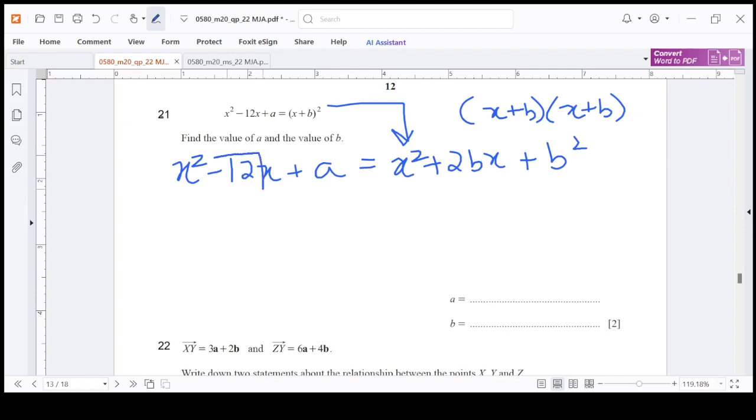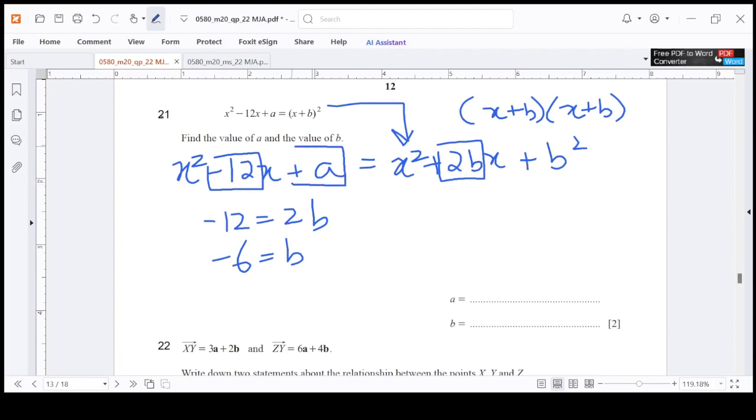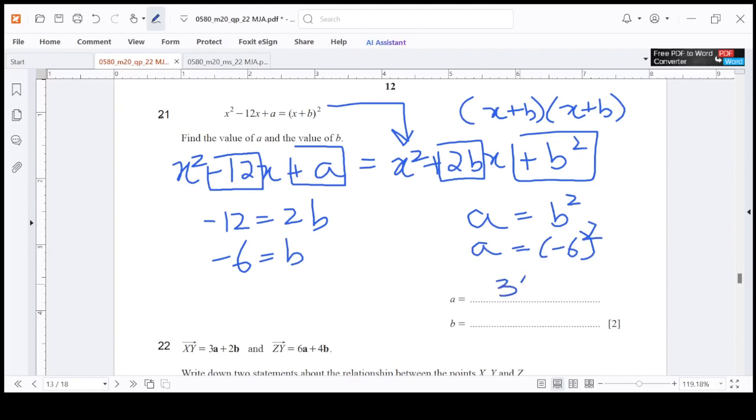Now you can compare both sides. Here with x you have minus 12, and here with x you have 2b. So minus 12 must equal 2b, meaning b must equal minus 6. Similarly, here the constant is a and here the constant is b squared, so they must be equal. So a will be equal to negative 6 whole squared, that is 36. So again, we got the same answers.